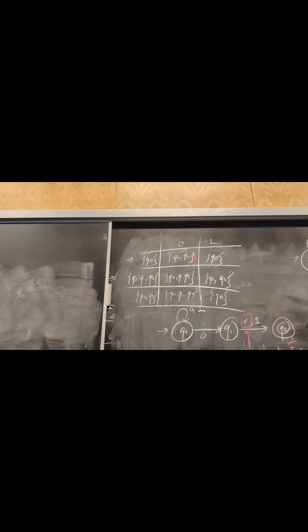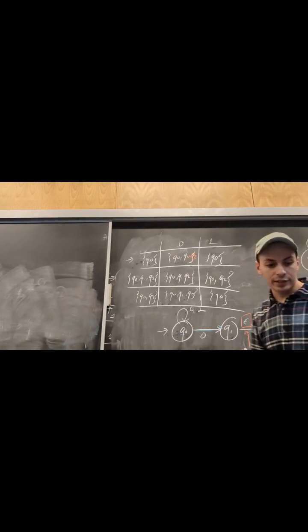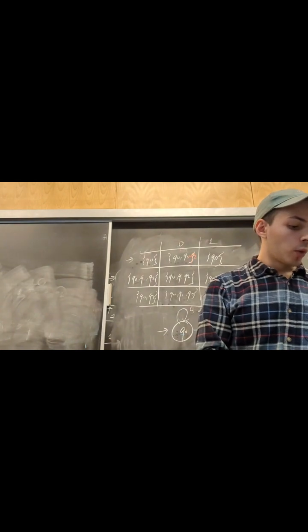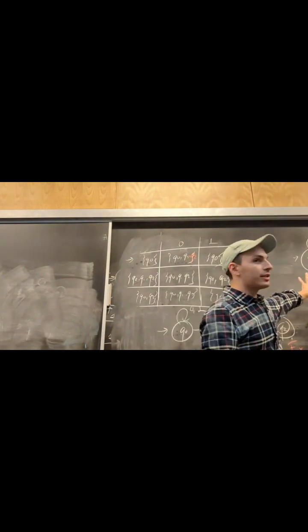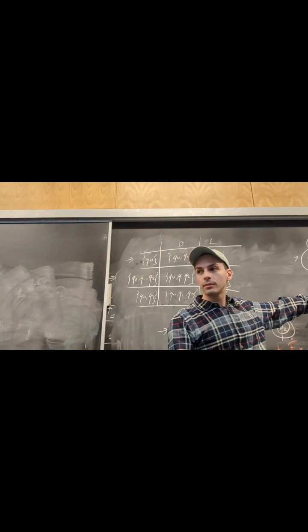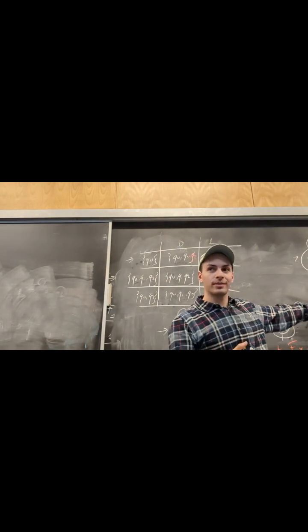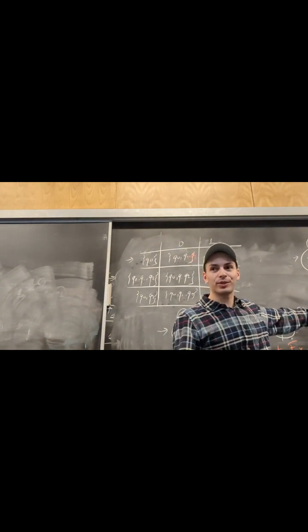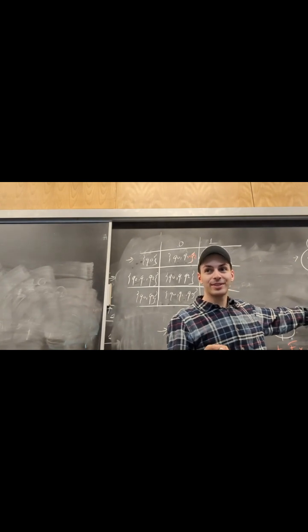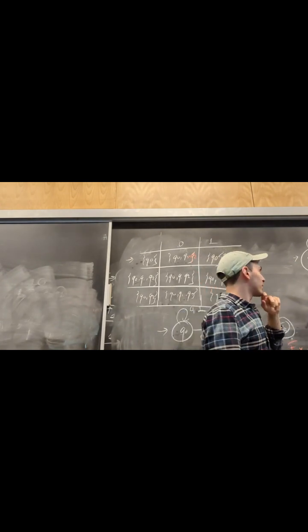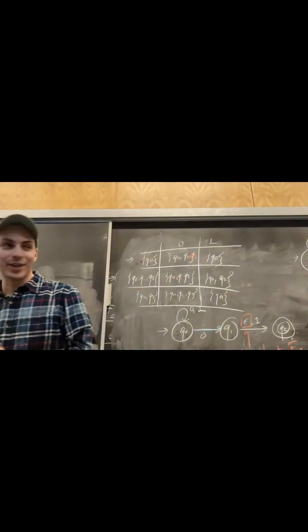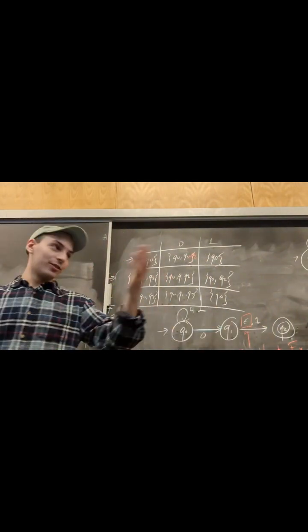So what that means is when you read a 0, you go back here, and when you read a 1, you go back here. Okay, fantastic. So what is the language accepted by this DFA? It's a trick question. Now it's not a trick question because I told you it's a trick question. We don't have accept states. Very good.